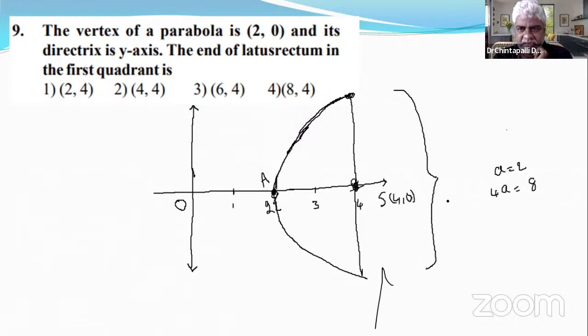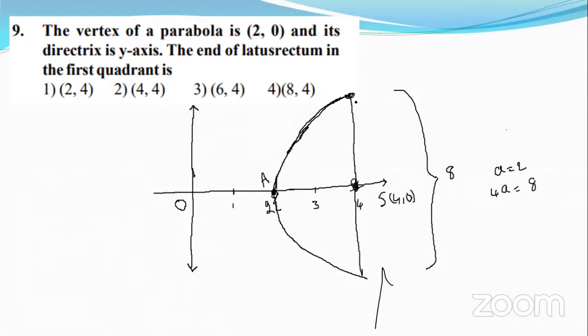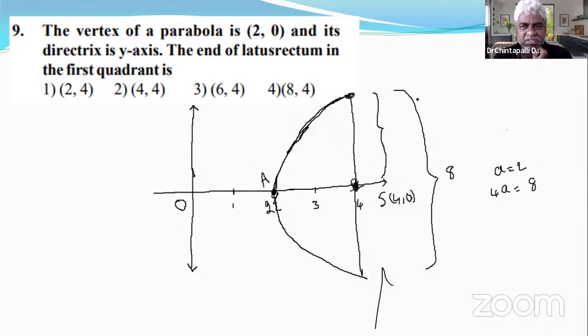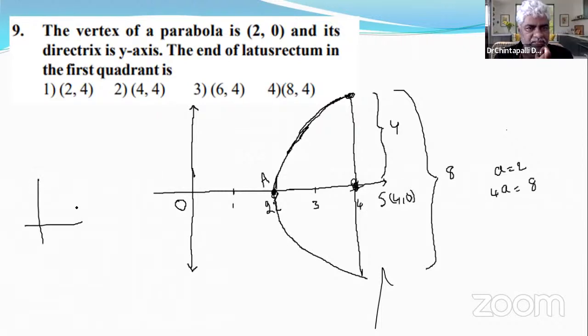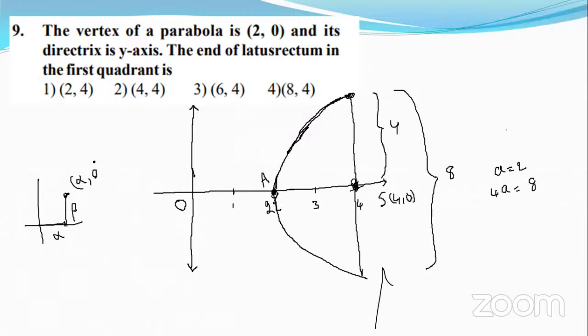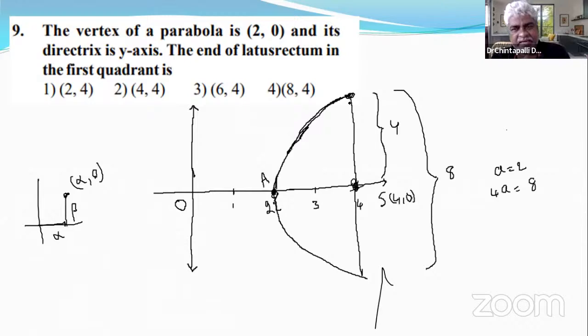This total distance is 8 units, right? And half of it is 4. Very good. And last time I told you one thing. If this distance is alpha and this distance is beta, then what are its coordinates? Alpha, beta. Very good.